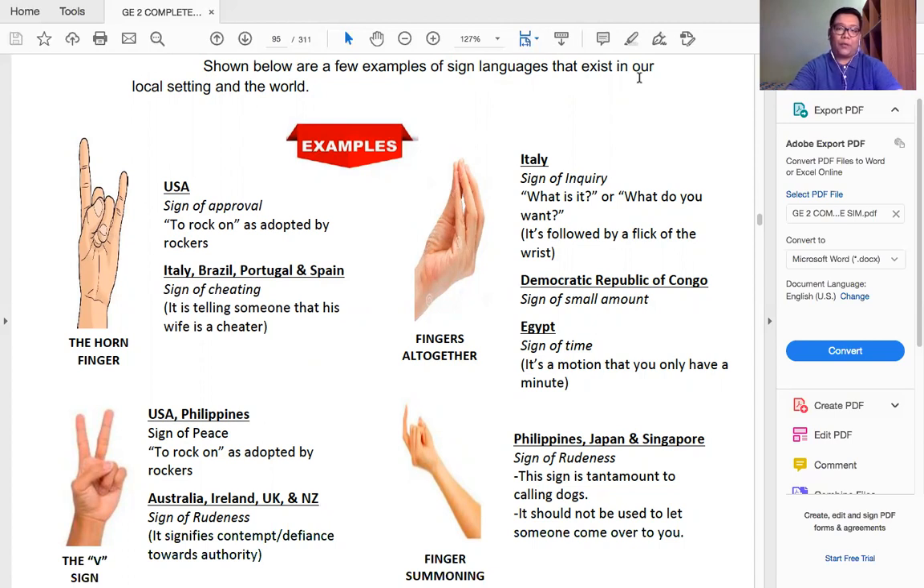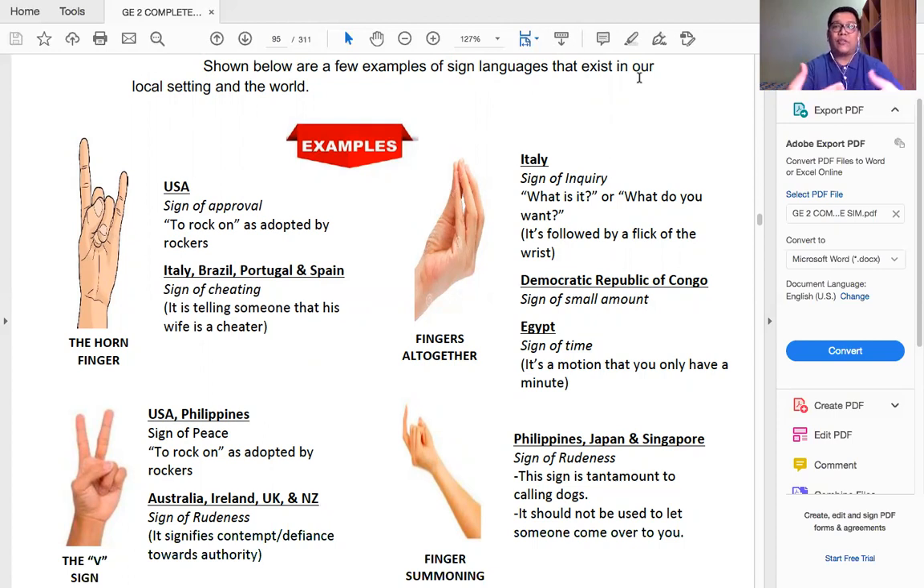For example, for the United States of America, the horn finger is a sign of approval, such as when you say to rock on as adopted by rockers. However, when you go to Italy, Brazil, Portugal, and Spain, it is a sign of cheating. It is telling someone that his wife is a cheater.